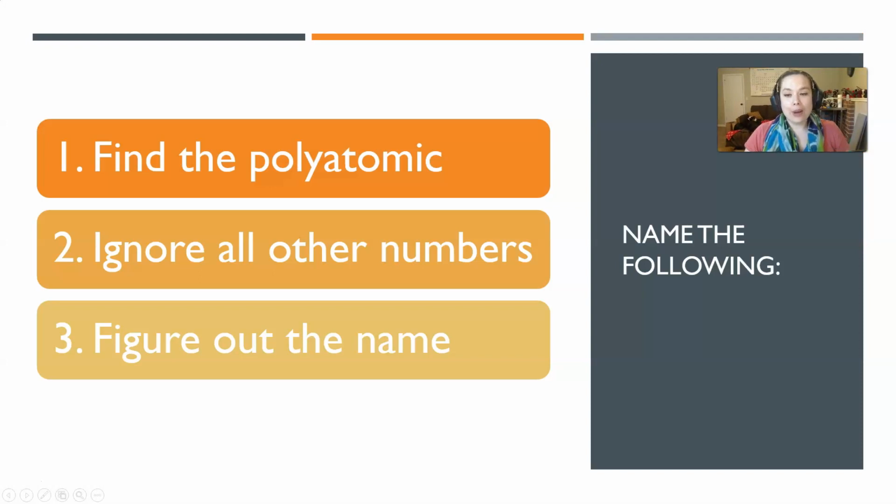So I'm going to be going over a PowerPoint where it briefly reviews how to solve polyatomic naming problems and then goes over the answers to the problems that were posted. How do we name polyatomics if you are given the molecular formula? The first thing you're going to do is find the polyatomic in the molecule. Secondly, you can ignore all of the other numbers once you've found the polyatomic, and then you figure out the name of the polyatomic and of the other atom that it's bonded with.